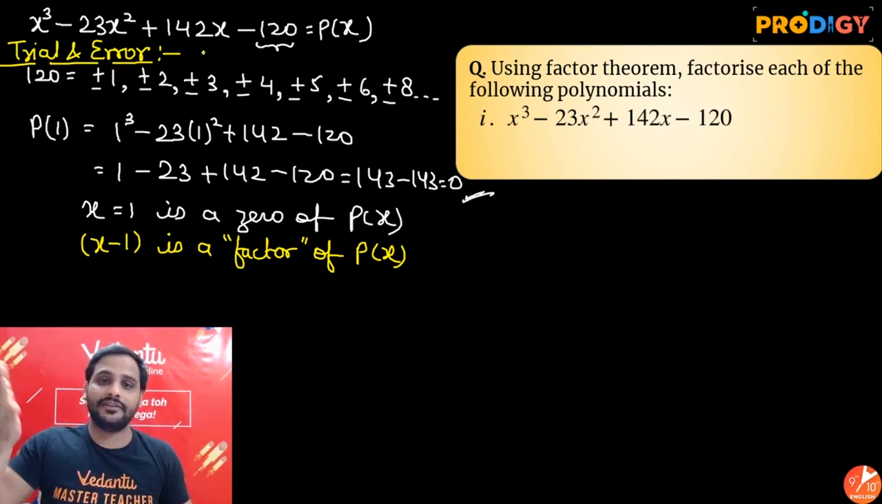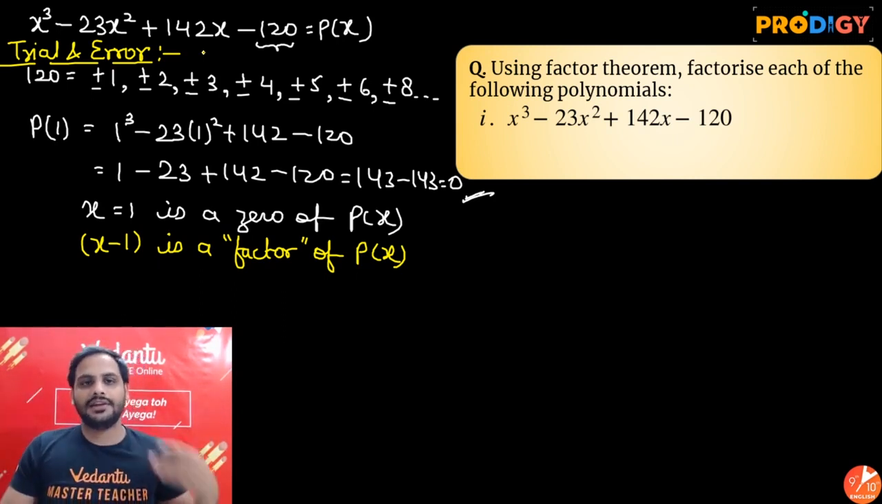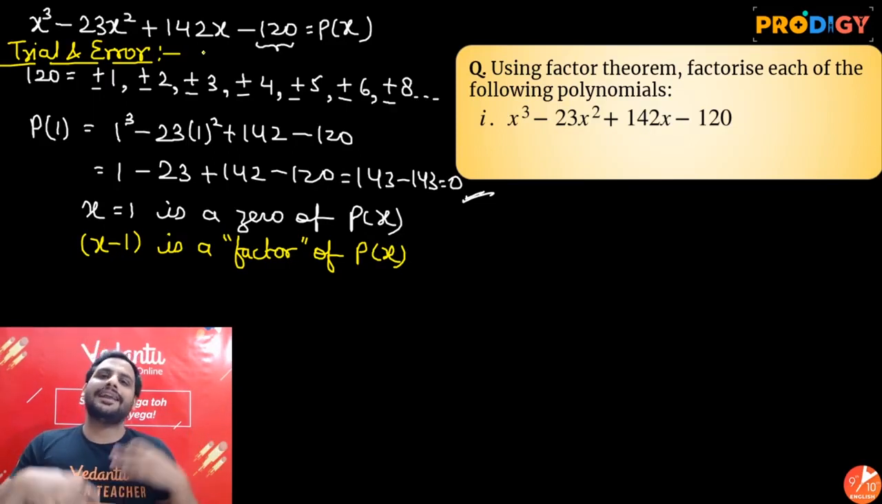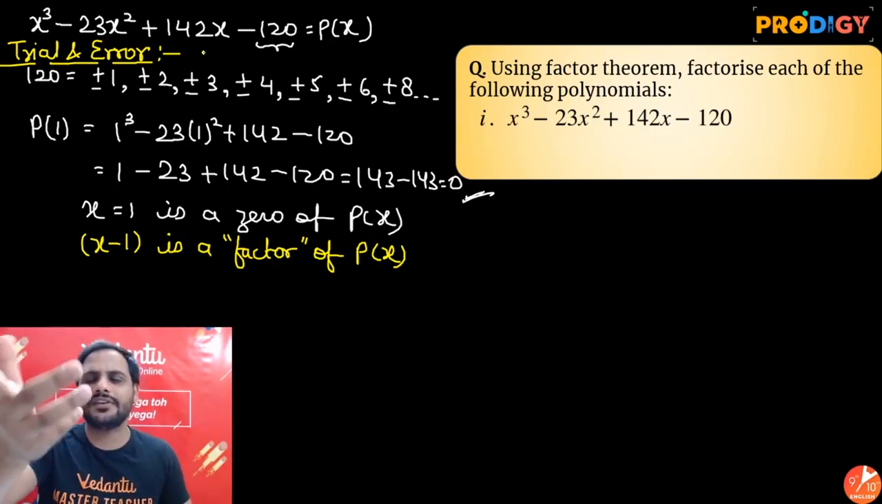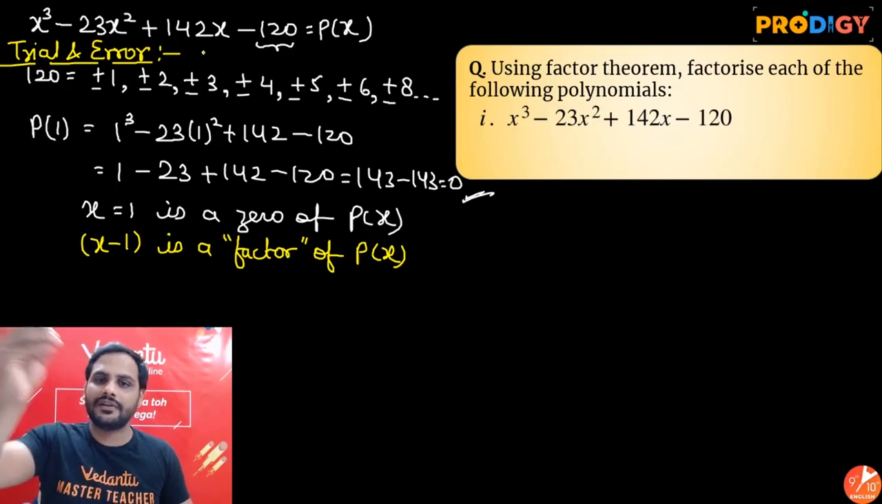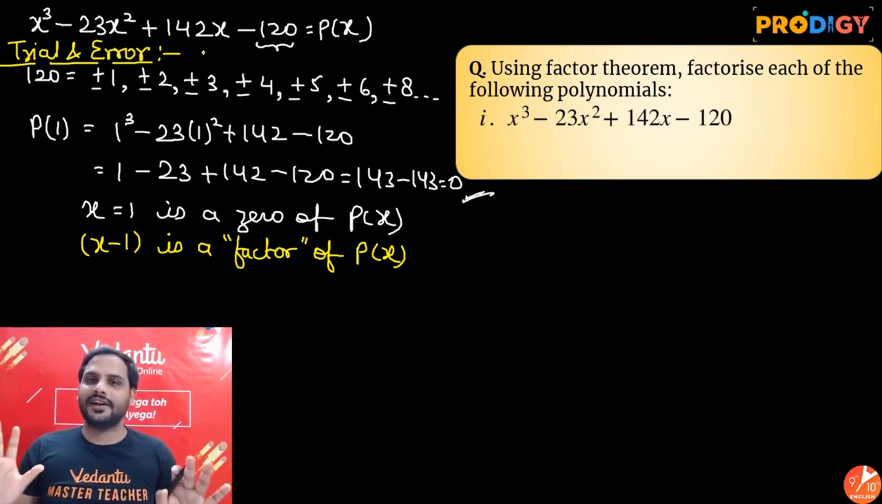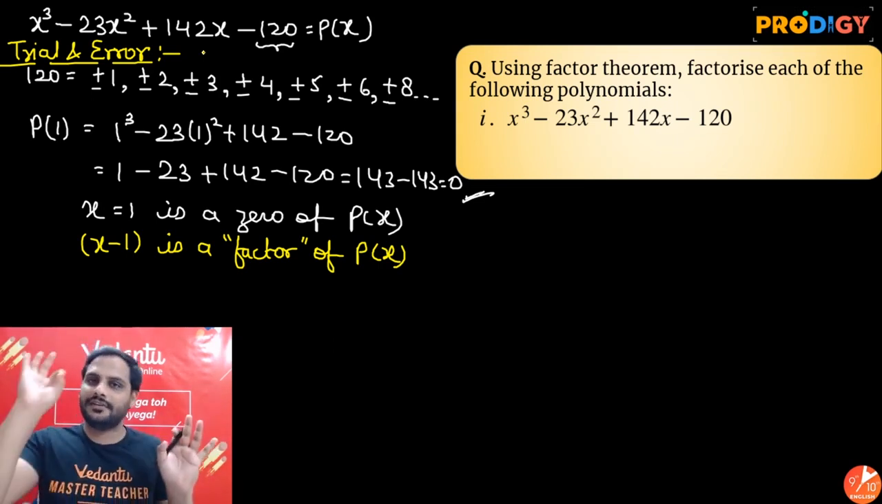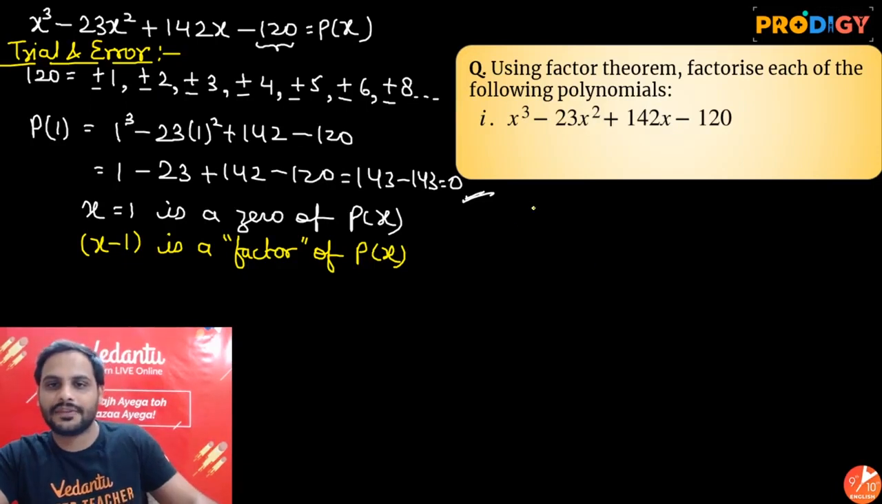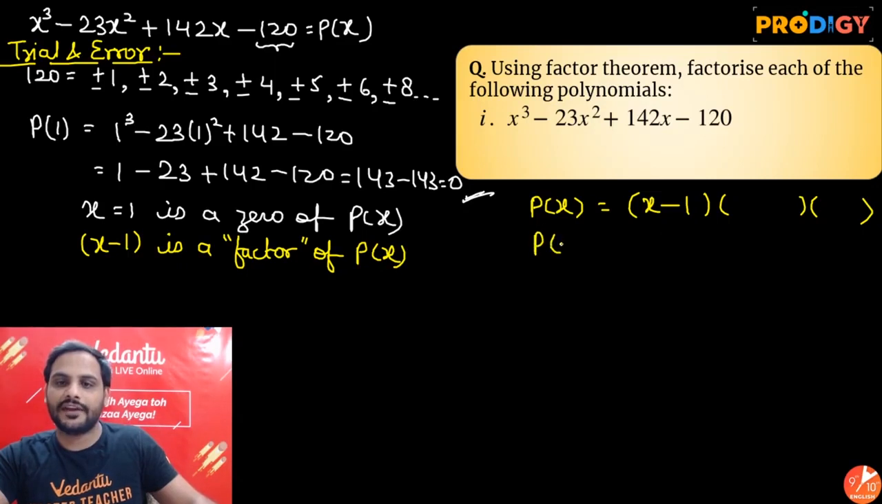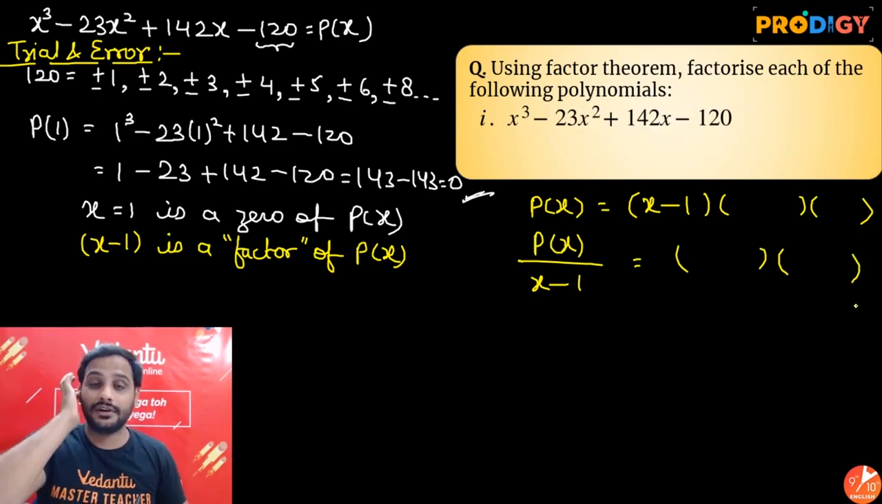It worked, fine. If it didn't work, I'll go for x equal to minus 1. If it also didn't work, I'll go for x equal to 2, then x equal to minus 2, trying different values and seeing where I get a 0. Once I get a 0, from that 0 I can get the factor. I got to know now x minus 1 is a factor. Now everything else will be the same as the previous question. Now we have our p of x. It is a cubic polynomial, so it will have 3 factors. One of the factors is x minus 1. For the remaining two, divide this p of x by x minus 1 to get the remaining two factors.